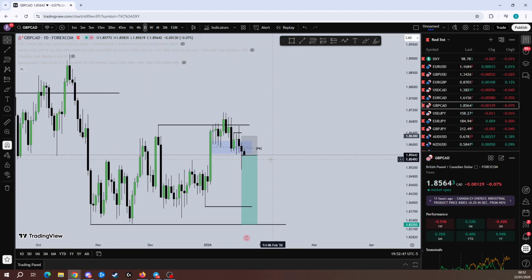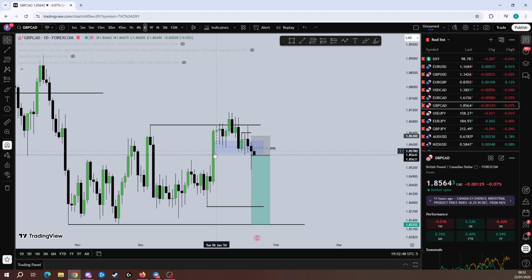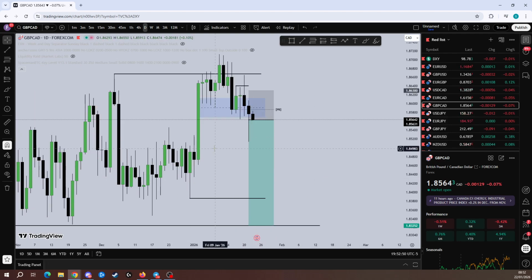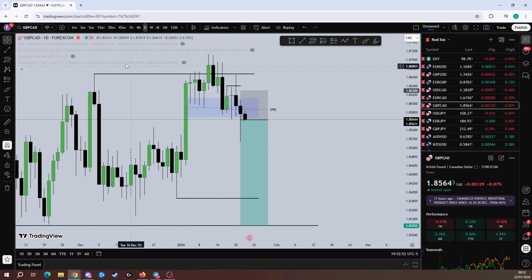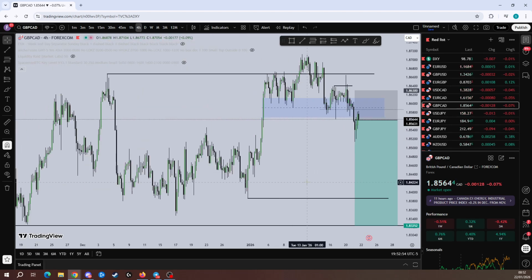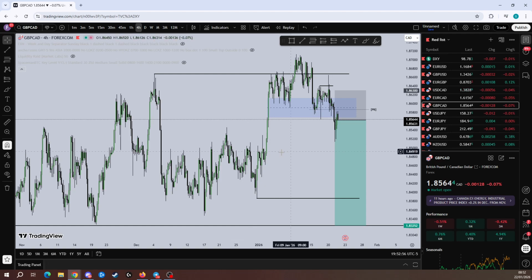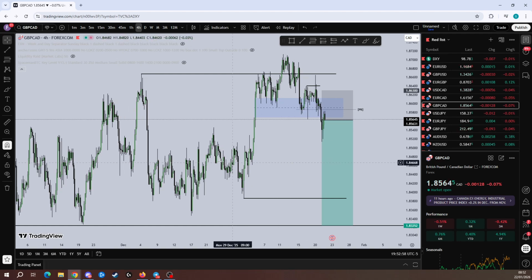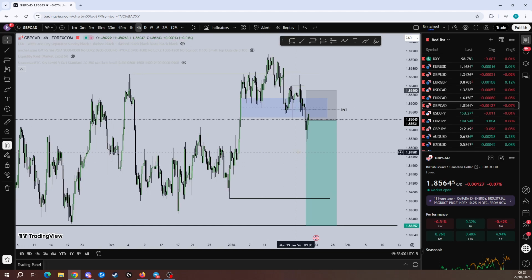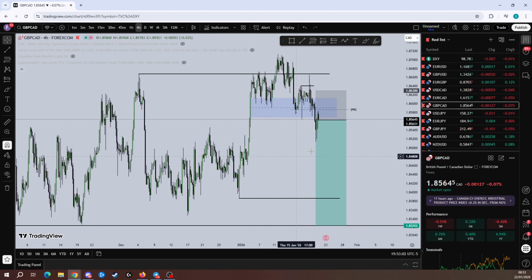So I want to see price invert this daily fair value gap first, and then I'll have a lot more confidence in this trade to play out. But based off the 4-hour structure right now, in my opinion, this trade looks good. So yeah, I'll probably do an update video once this trade plays out, if it hits stop loss or it hits TP. So we'll see how this plays out.